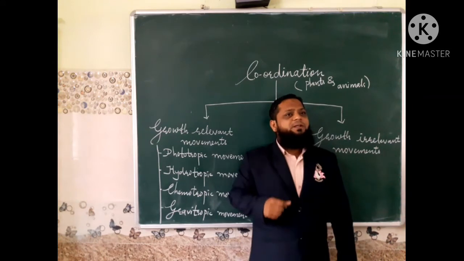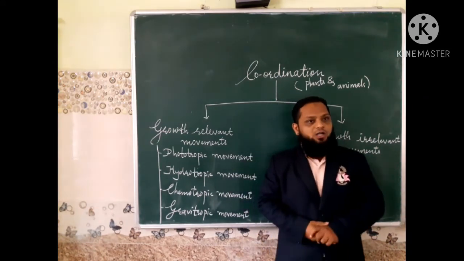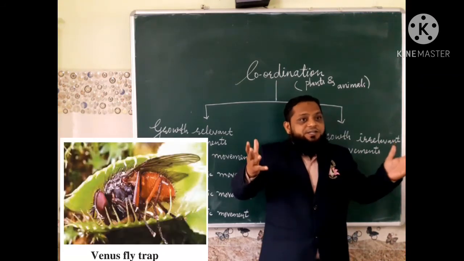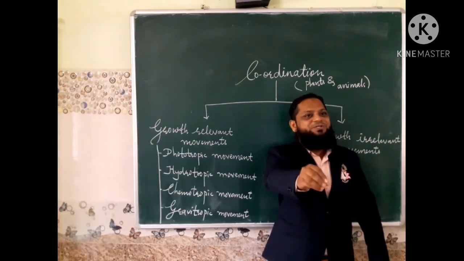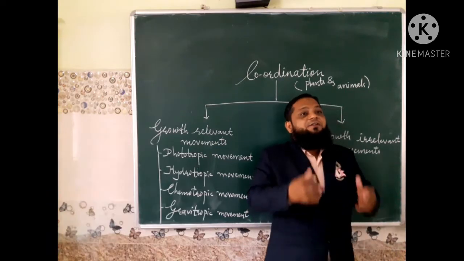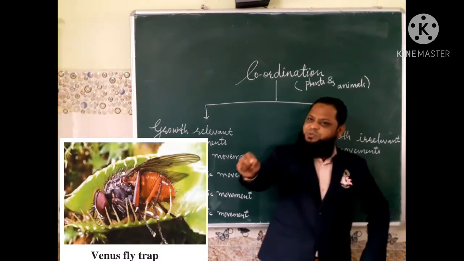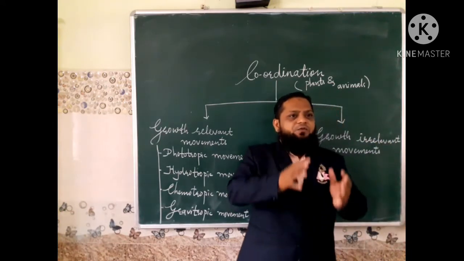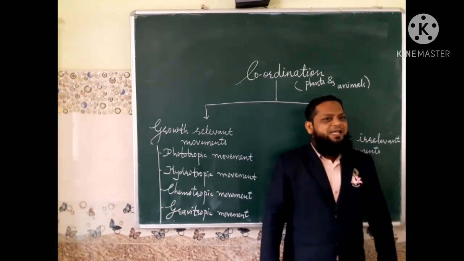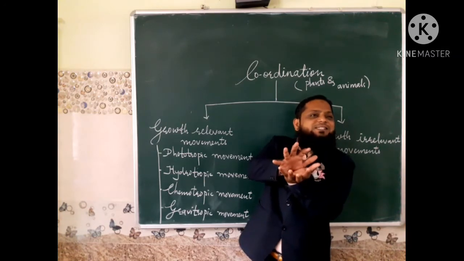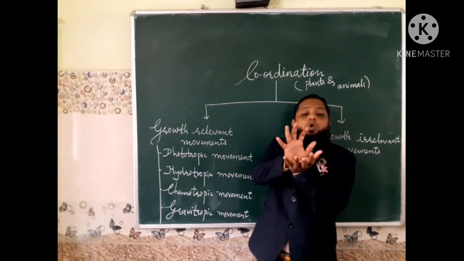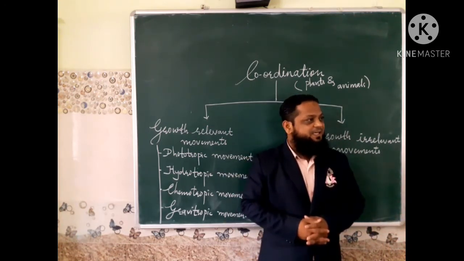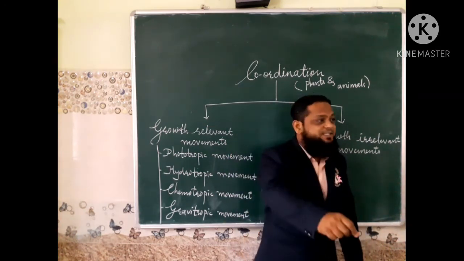For example, in the plant called Venus flytrap, there is a trap that appears and smells like flowers and deceives insects. When the insect visits that flower-like trap, the trap closes and traps the insect, and the insect is digested by the plant.